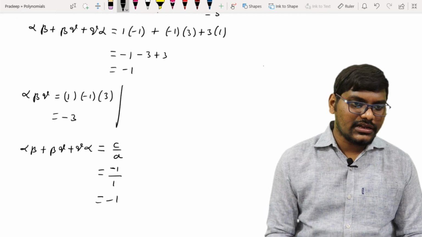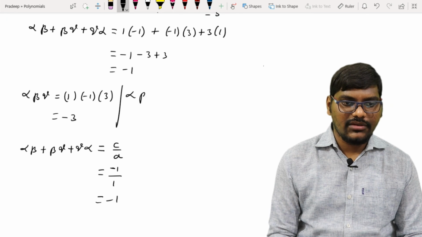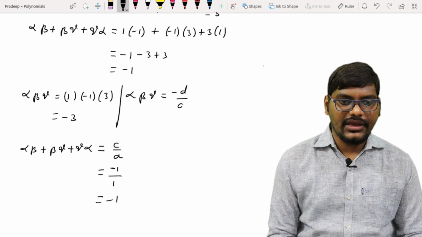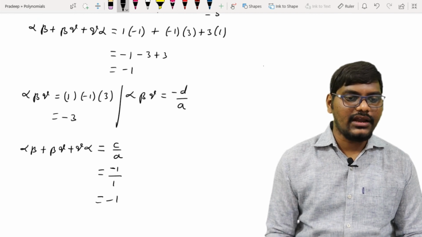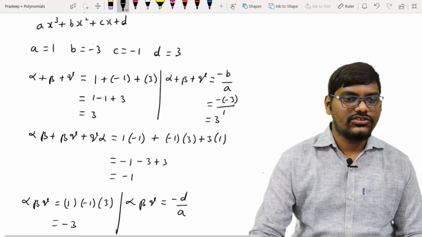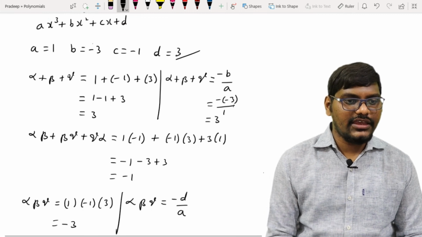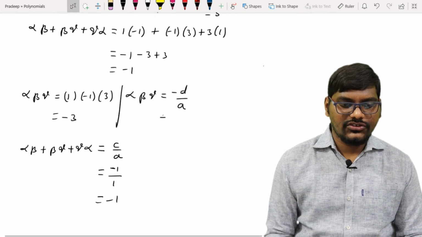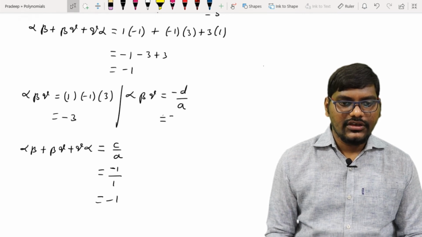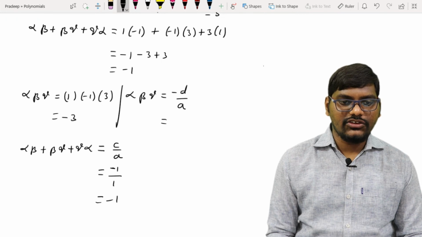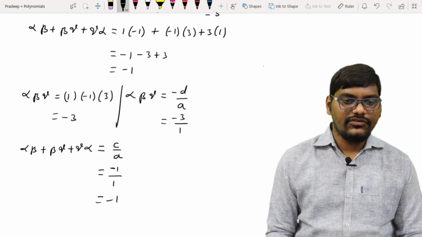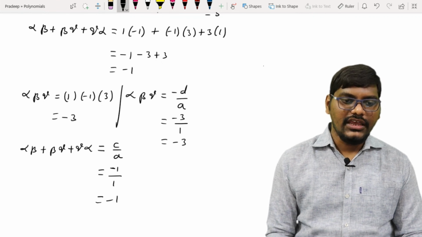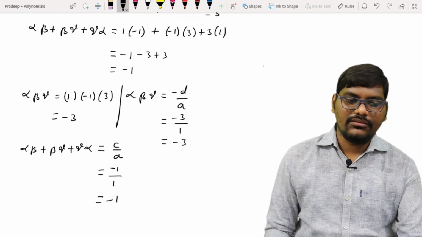So even this part also we'll just check out, that is alpha beta gamma is equal to minus d by a. So we will just compare what the d and a values are. So d is 3, a is 1, so I'll just substitute over here. d is 3 where the sign is negative, so this is minus 3, a is 1, so we are perfectly getting minus 3. So this is also minus 3 and this also we got minus 3.